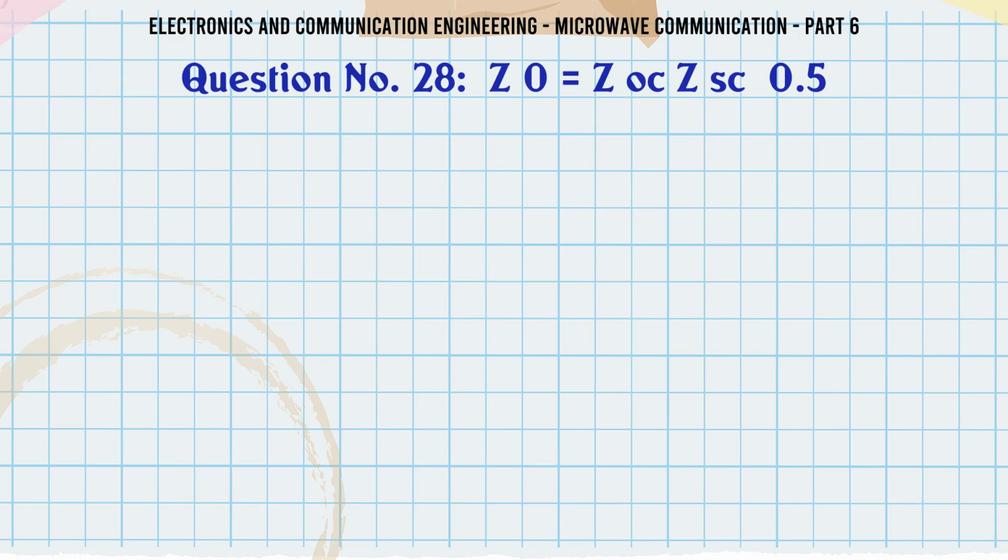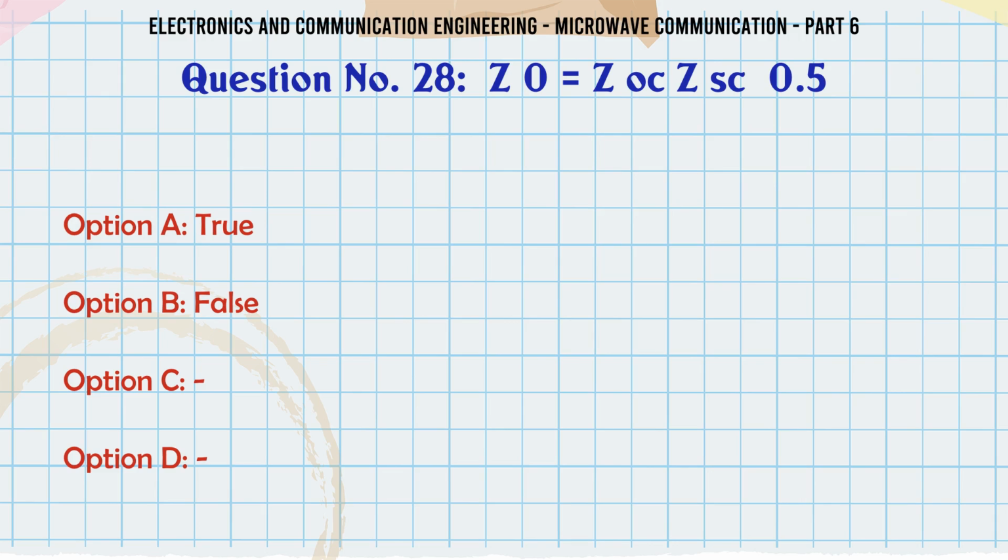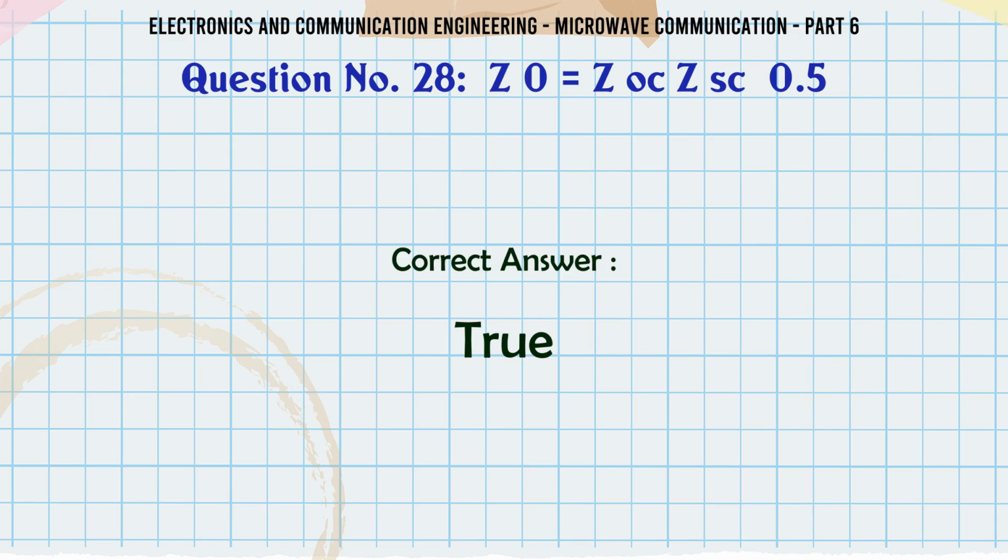Z0 Z of ZSC 0.5. A: true. B: false. C. D. The correct answer is true.